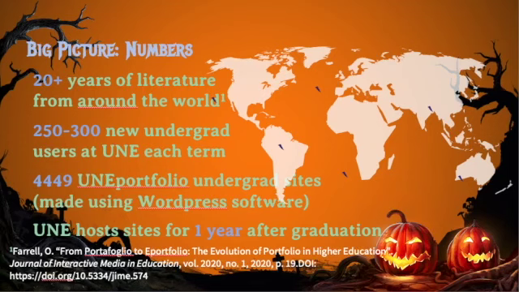If we think about ePortfolio by the numbers, there's 20 plus years of literature from around the world that supports ePortfolio use. At UNE, we have 250 to 300 new users each term, and a total of about 4,500 undergraduate sites. We make our ePortfolios using WordPress software, which is an open source software, which allows students also to download all of the content of their ePortfolio easily and upload it onto their own site if they would like to take it with them. UNE hosts their site for up to a year after graduation, and we'd like to encourage students to try to take some of their work with them.